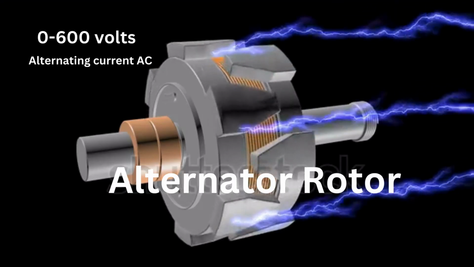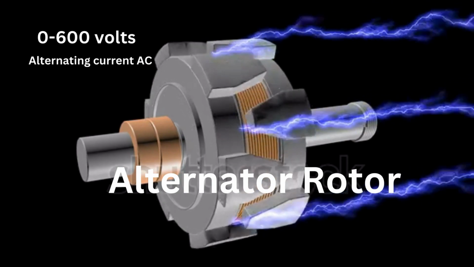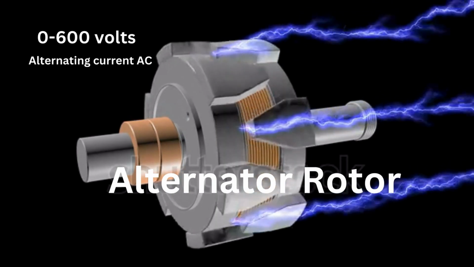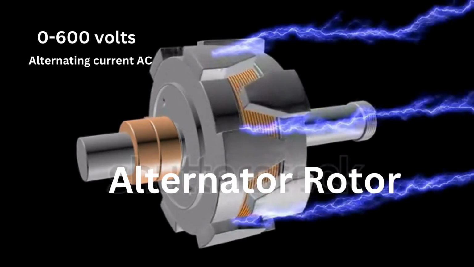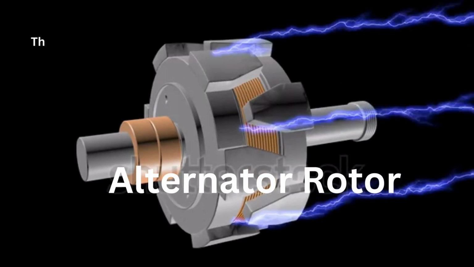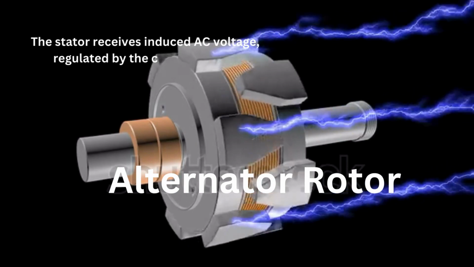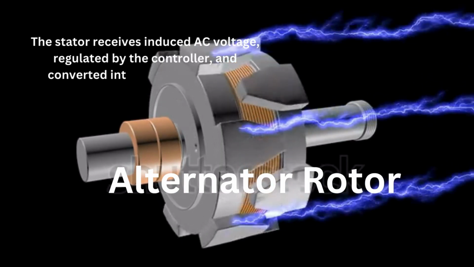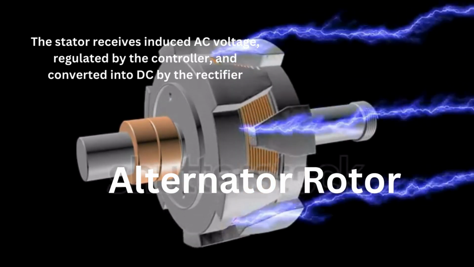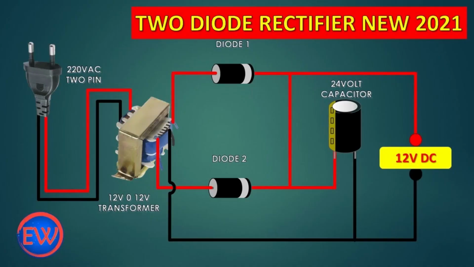Electromagnetic induction. As the rotor spins inside the stator, it generates a changing magnetic field. This changing magnetic field induces an alternating current, AC, in the windings of the stator. The AC produced in the stator windings is in the form of a three-phase alternating current.